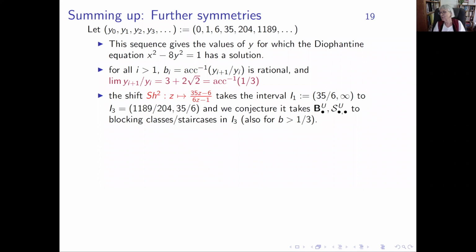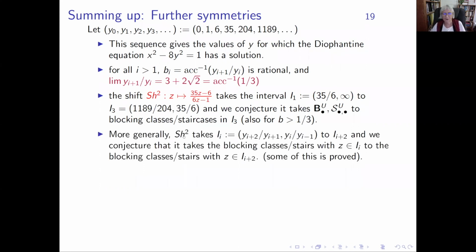And then, of course, you could repeat this infinitely often. Instead of considering this, which is like y4 over y3, you take y6 over y. So you have a further one. This shift takes I to I plus 2. It moves it down 1. And it takes the blocking classes stairs with z and I to the ones with z and I plus 2. And it goes down by 2, and going down by 2, it preserves whatever b is.